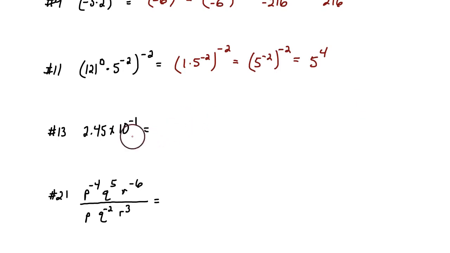Number 13, we want to take the number 2.45 and times it by 10 to the negative 1 power. Timesing by 10 to the negative 1 is like dividing by a 10. So if you divide this by 10, the decimal point goes one spot to the left, and you'd get 0.245.